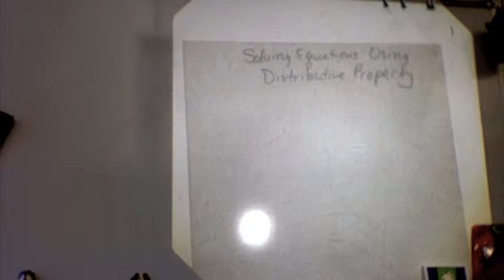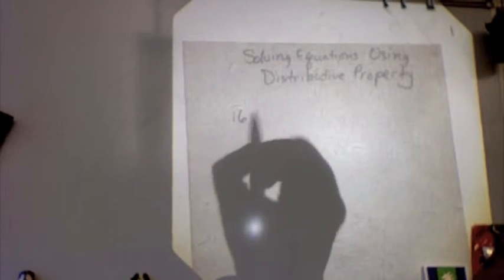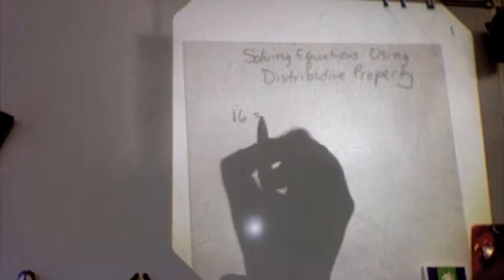Okay, part 2 of solving equations is solving equations using the distributive property. And you have to recognize when you have distributive property. What's a great sign that it is distributive? When you have parentheses. Excellent.